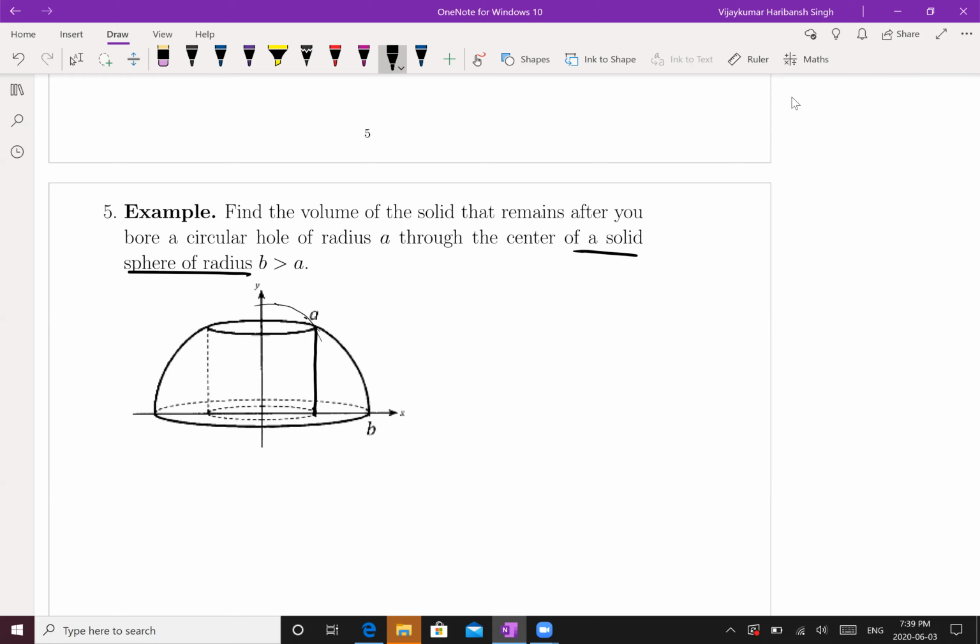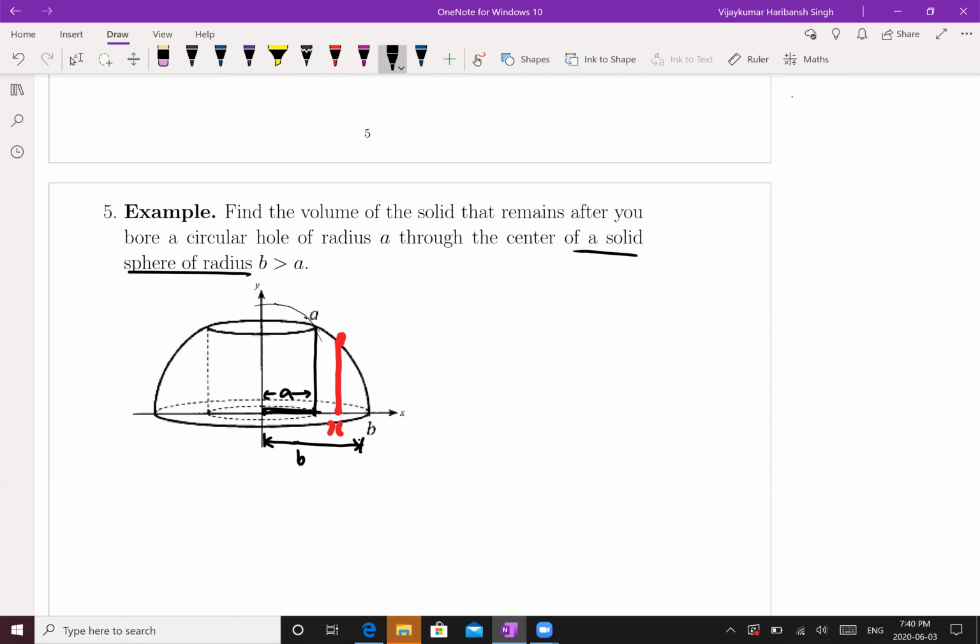So you have cut down what? You have basically cut down a circular hole of radius A. So this length is A. And the radius of the sphere is B. So this total thing until here is B. Now, first things first, we are going to use the cylindrical shell method. So first thing is this height. So this is your x. So you need to find out A of x. So how do we go about it?